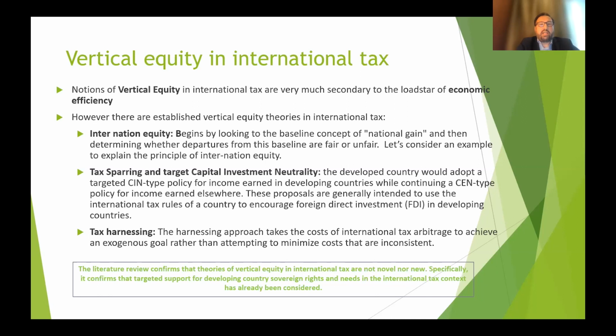Accordingly, I think that there really are vertical equity theories in existence and aspects of Pillar 1 that seek to support developing countries in relation to their sovereign tax base. And that's the sovereign theory. And there are also theories to support developing country improvements through international tax redistribution, such as tax sparing and tax arbitrage harnessing. Next slide, please.